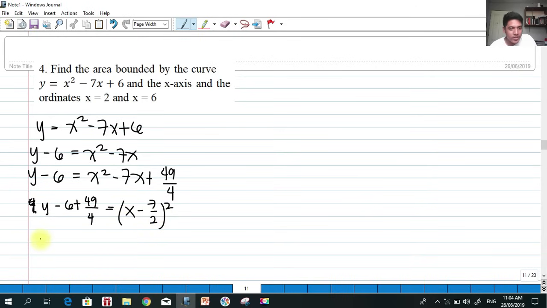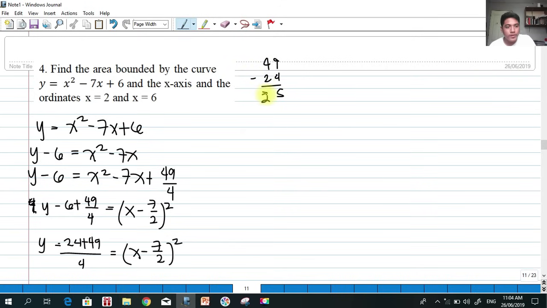Okay, we can try to estimate the vertex of this. So minus 24 plus 49 over 4. Okay, and we have x minus 7 halves squared. So we have 49 minus 24. If I'm not mistaken, that is 25. Okay, so we have 25. So that should be y plus 25 over 4 is equal to x minus 7 halves squared.